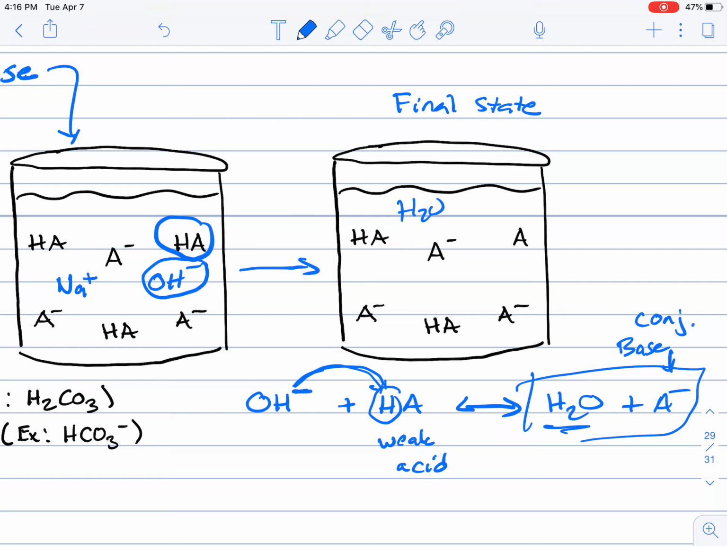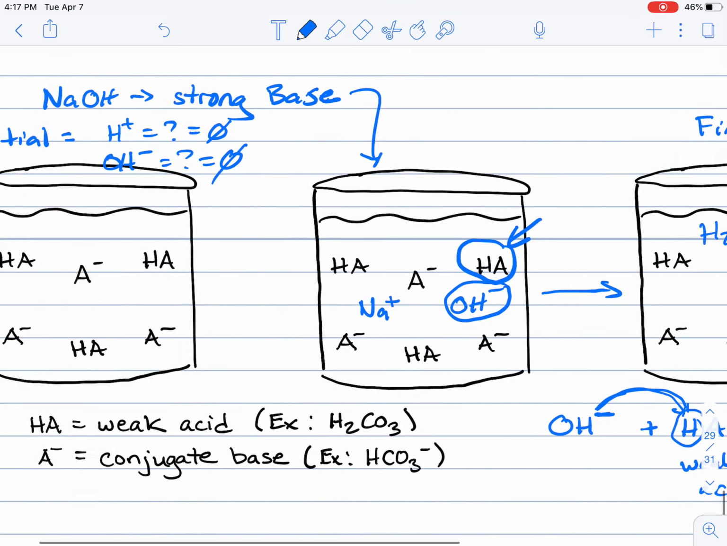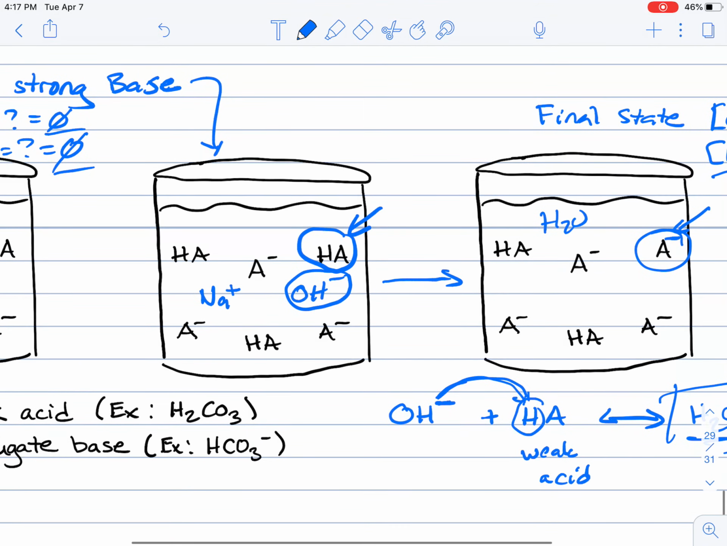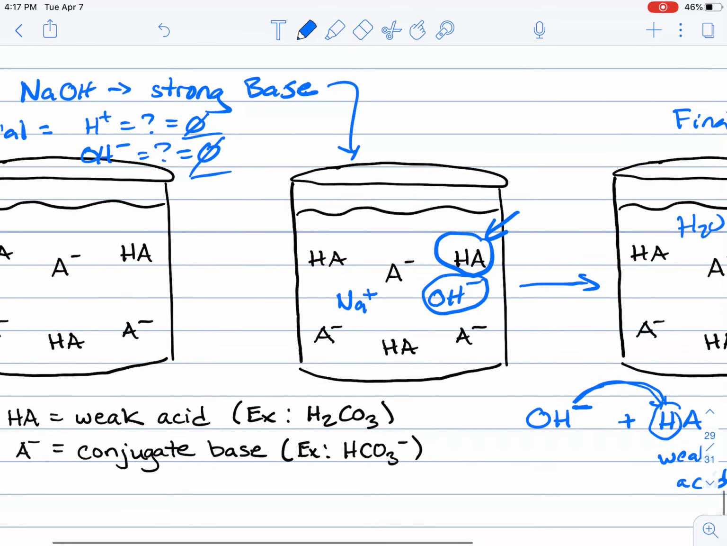Yeah, that's right. And so this HA was consumed to produce A minus. Let's look at the concentration of H plus and the concentration of OH minus. Do we see any H pluses floating around in this diagram? No. Do we see any OH minuses floating around in this final state? No. And therefore, we can conclude that since there's no change in the concentration of H plus and OH minus, there should be no change in the pH, even though we added a strong base to the solution, right? It's crazy, it's magic, right?